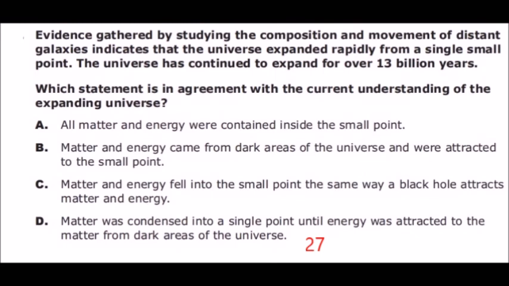A. All matter and energy were contained inside the small point. B. Matter and energy came from dark areas of the universe and were attracted to the small point. C. Matter and energy fell into the small point the same way a black hole attracts matter and energy. Or D. Matter was condensed into a single point until energy was attracted to the matter from dark areas of the universe.